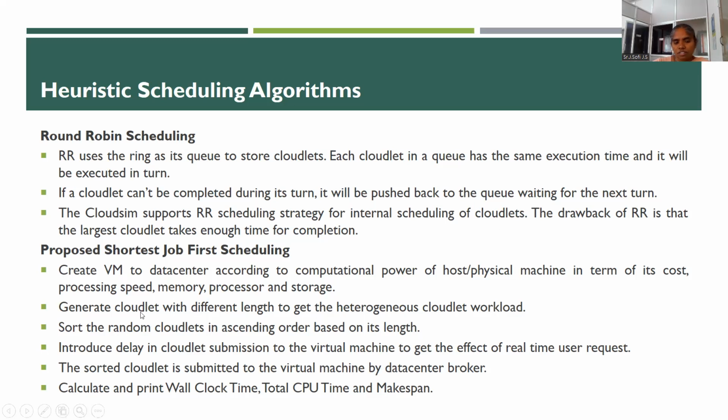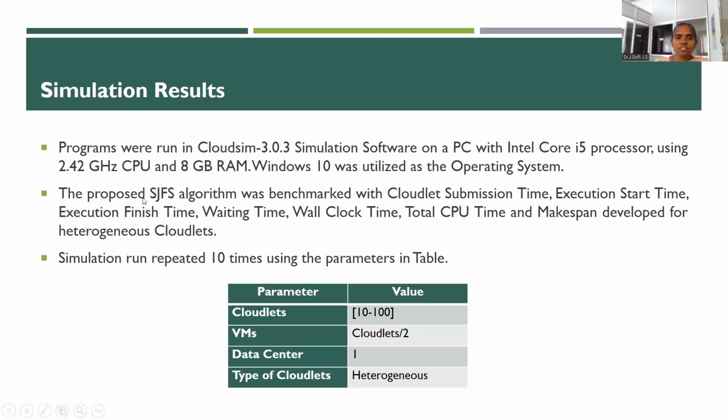Then we generate cloudlets with different lengths in order to get heterogeneous cloudlets. Then we sort those random cloudlets in ascending order based on their length. After that, we introduce a delay in the cloudlet submission in order to get real-time user requests. The sorted cloudlets are submitted to the virtual machines by the data center broker, we start execution, and we get the end result. So this is the simulation we have done.